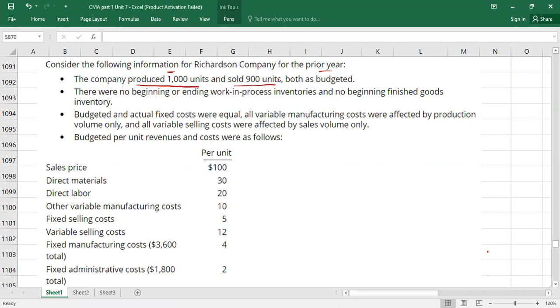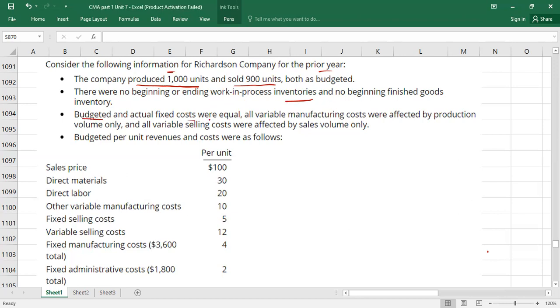900 units. Obviously, when they ask you to calculate profit, it should always be calculated based on units sold, because that will generate the profit for you. Only units produced will generate a cost for you. Units sold will generate a profit for you. Then they're telling you there were no beginning or ending work in process inventory. So there is no inventory, no beginning finished goods inventory.